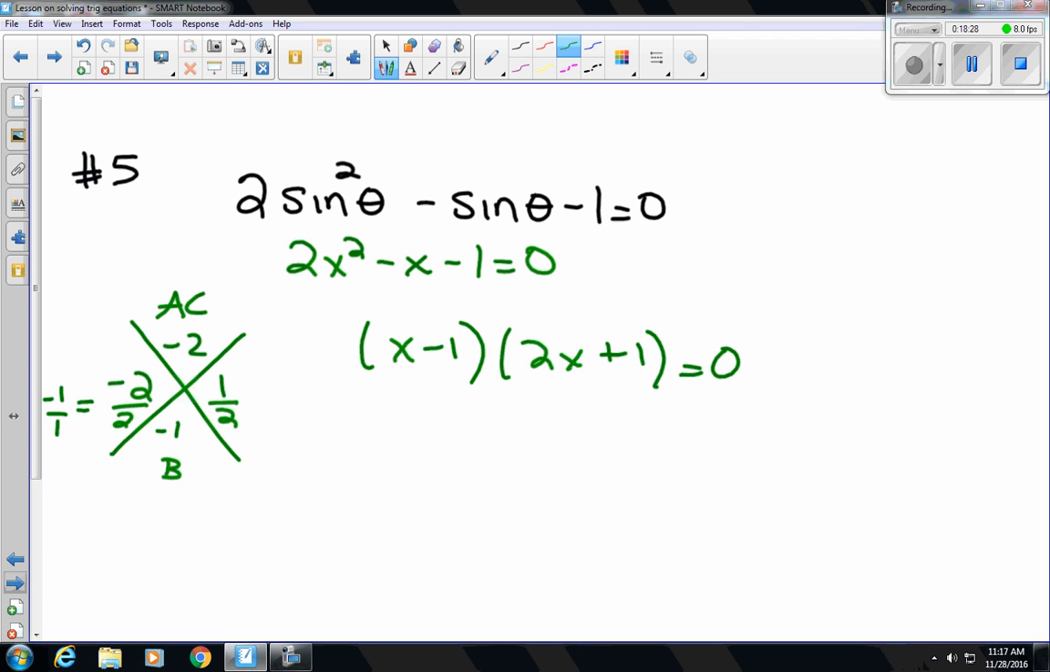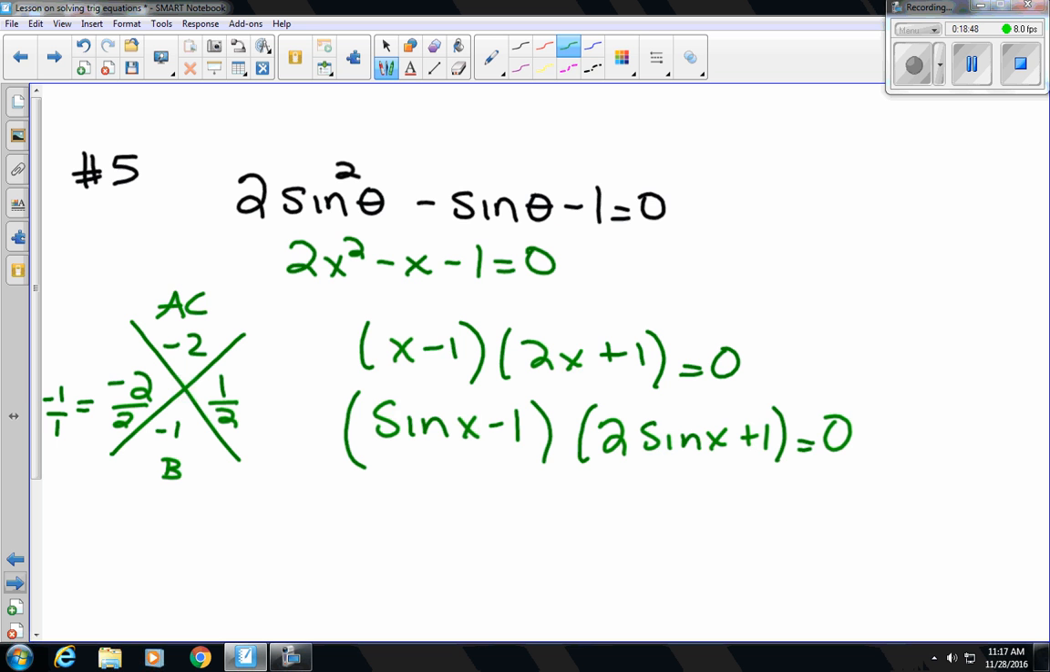Okay, now what? Let's rewrite this in trig words. Instead of being x minus 1, this is really sine of theta, or even sine of x minus 1. We could just do x's instead of theta. It's just a different notation for an angle. And then 2 sine of x plus 1 equals 0.